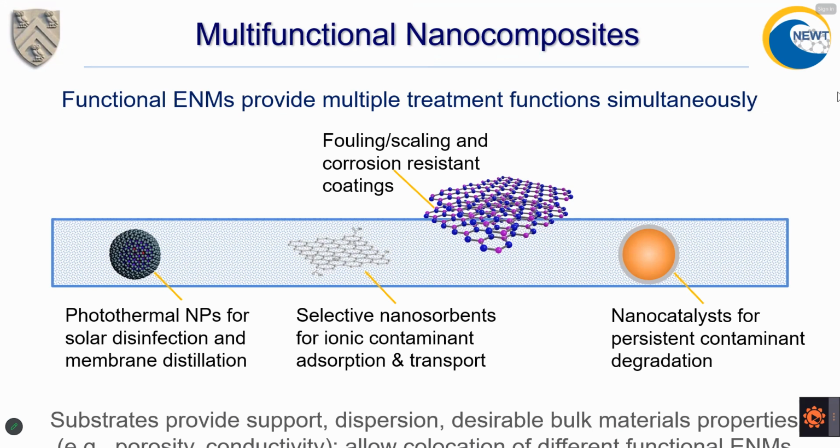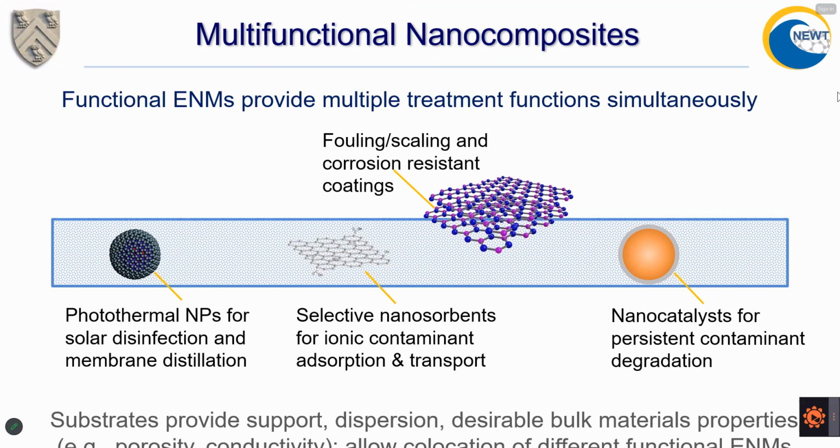So we've worked on utilizing photothermal nanoparticles, so nanophotonics, nanosorbents, as well as two-dimensional nanomaterials and different photocatalysts and electrocatalysts in a polymeric substrate, so that we can utilize the properties of the polymer, which allows us to enjoy some of the nice bulk properties, such as electrical conductivity, such as elasticity, as well as the unique functions of these nanomaterials, right?